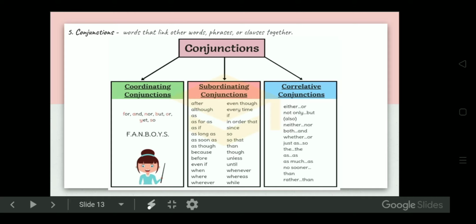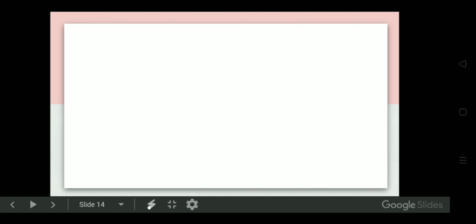We have the fanboys, we have the subordinating conjunctions, and also the correlative conjunctions. You just need to be familiar with them. Okay, the next one, number 6, are articles. Articles are words used to modify a noun.